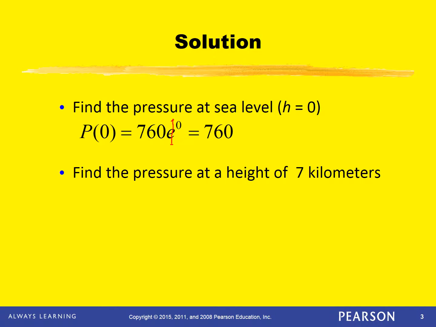Other problem, find the pressure at a height of 7. Well, we're just going to put 7 in there for h and go to the calculator with that. We have to make sure that we do the multiplication in the exponent before we do the exponentiation, before we do the multiplication by 760. Then the calculator will give 275.43 for the pressure.